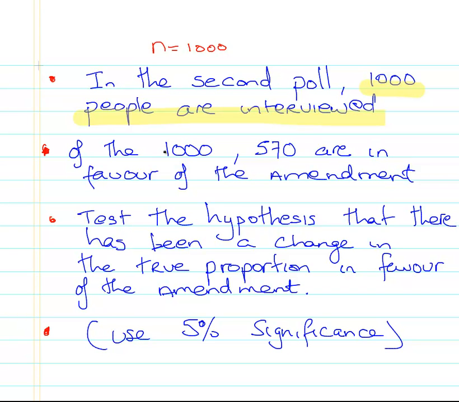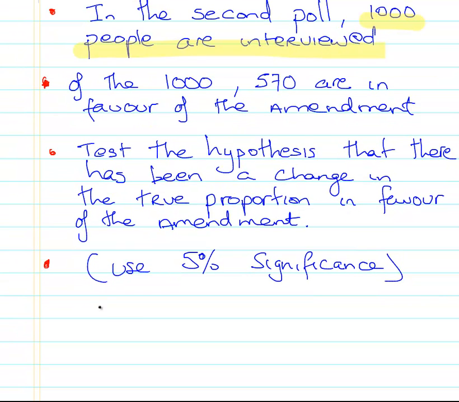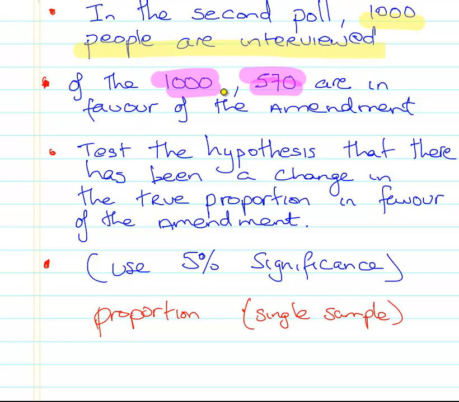It's not been explicitly stated yet, but what we're looking at here is proportions. So it's a single sample proportion. We're reading it and picking up all these little pieces of information. That gives us our point estimate, which is quite important: 570 out of 1,000.